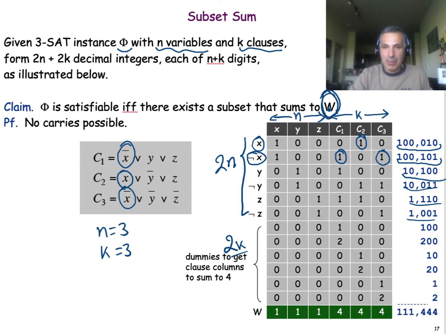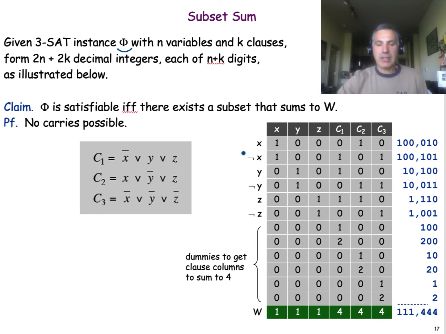The target number of the subset sum problem, this uppercase W, will always be 1, 1, 1 for the first three digits, 4, 4, 4. Now, all of this may seem very surprising and perhaps weird, but let's see what is the rationale behind constructing the numbers in this particular way.